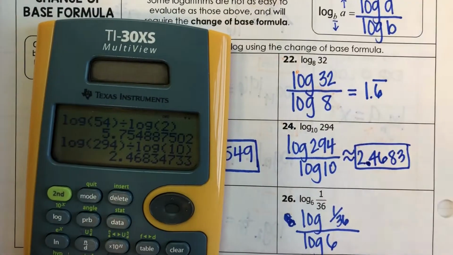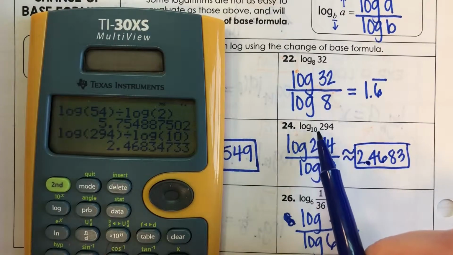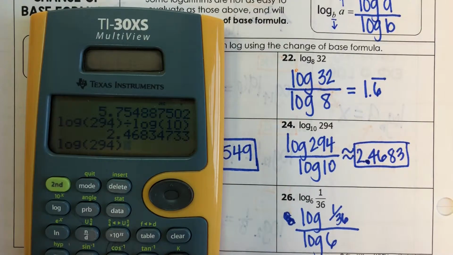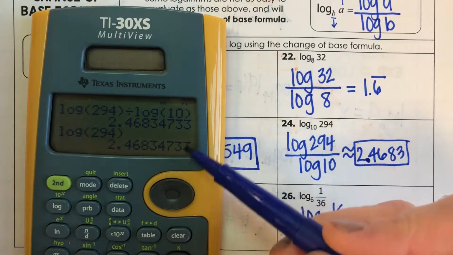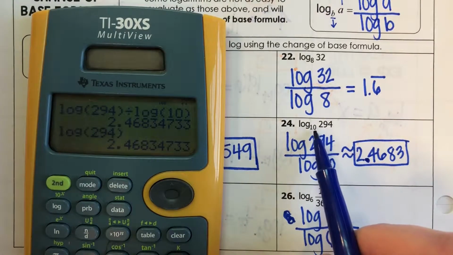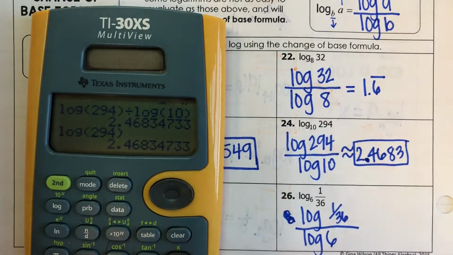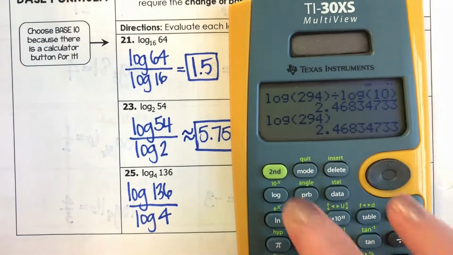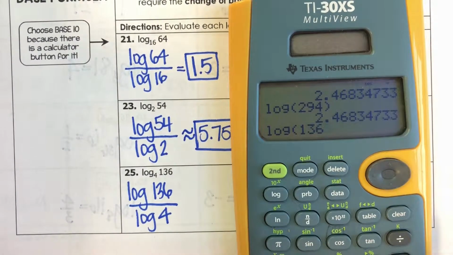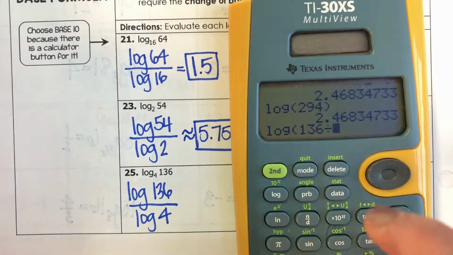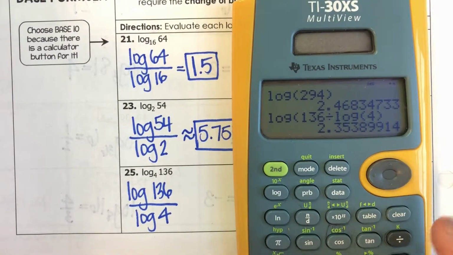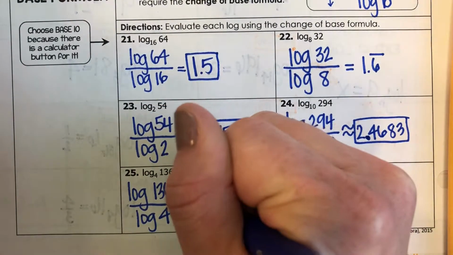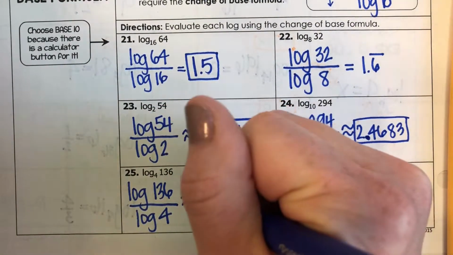Now, I also want to show you, since this was log base 10 of 294, if I just hit log and do 294 and hit enter, I got the exact same thing. So if I have log base 10, then I can just type that in the calculator. All right, next I have log of 136 divided by log 4. Okay, got another decimal. I'm going to round that to 3. Let's see, not 3. That would be 2.